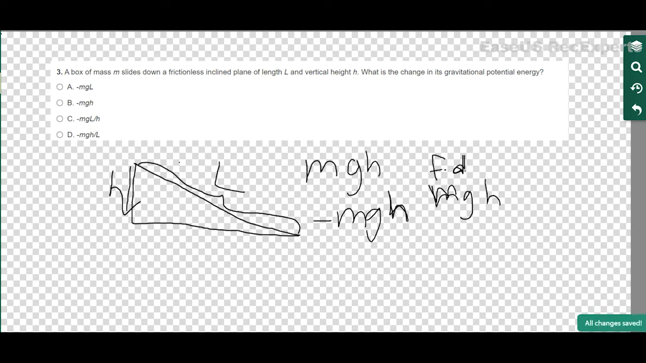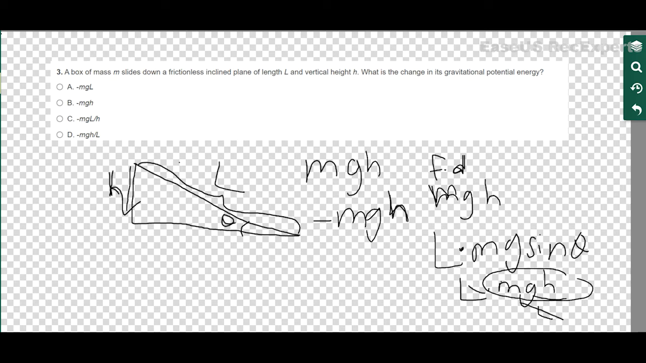Now, if you're going to do it based off of distance, you would do L, your distance, times your force. Now your force in this would be mg sine theta. If you're going down the inclined plane, the force of gravity would be mg sine theta. But sine of this theta over here gives you h over L, opposite over hypotenuse, so you would get mg h over L. These L's cancel out, so you would end up back with mgh, negative mgh, which is B.